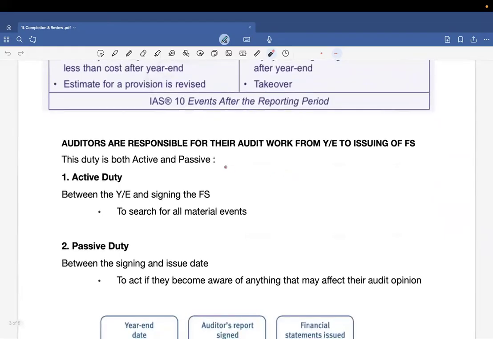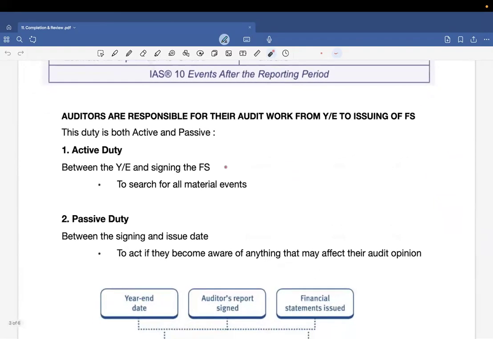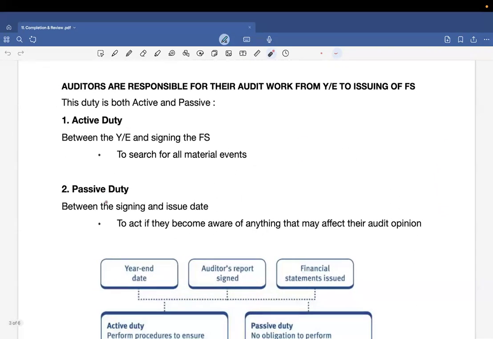Now, auditors' responsibility for their audit work from year end to issuing of the FS. There are two duties that the auditor performs. One is active duty and the second one is passive duty. Clear? So active duty happens when the year end has happened and between the signing of the FS. This is called active duty.